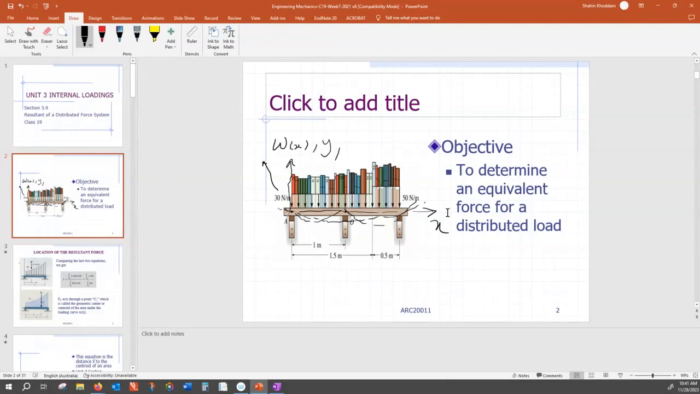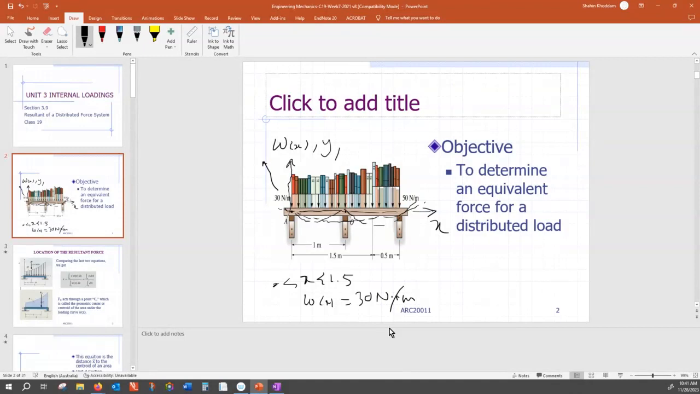But then the question is, with a distributed load like this one, I know what the resultant is. The resultant is the area under this function, whatever that function is. This function is constant. Between here and there, x between 0 to 1.5, what is the function W of x? Anyone can say? That is 30 Newton per meter. That's constant. It doesn't change with x.